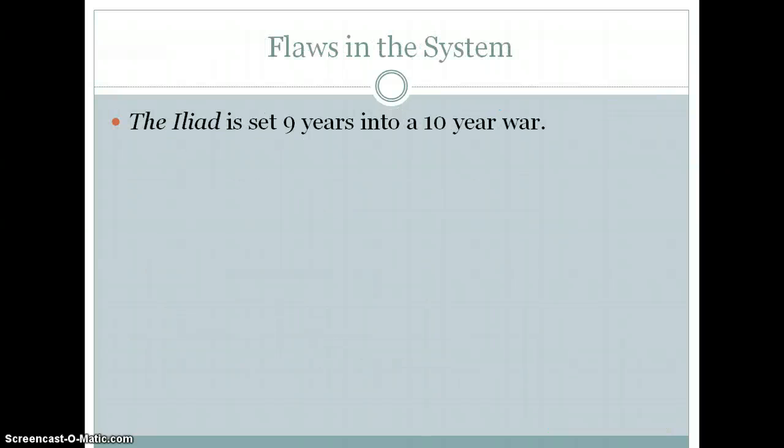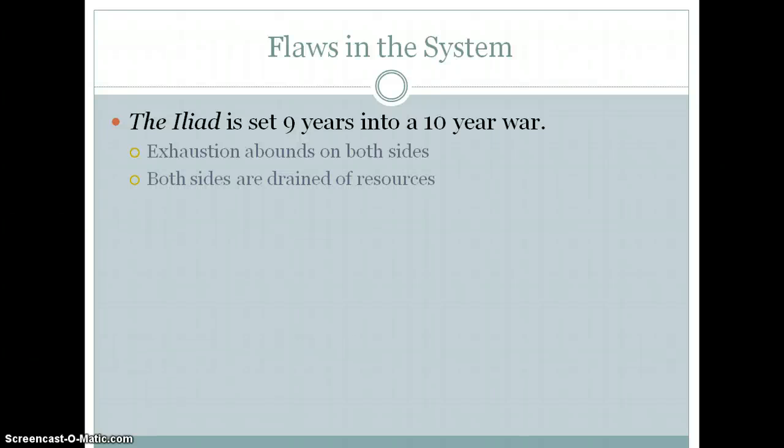There are flaws in the heroic system. First off, the Iliad is set 9 years into a 10-year war, which means everyone is exhausted. They've been fighting a very long time with very little progress and heavy losses on both sides. Everyone is ready for this to be done, so tempers abound. And both sides are drained of resources.